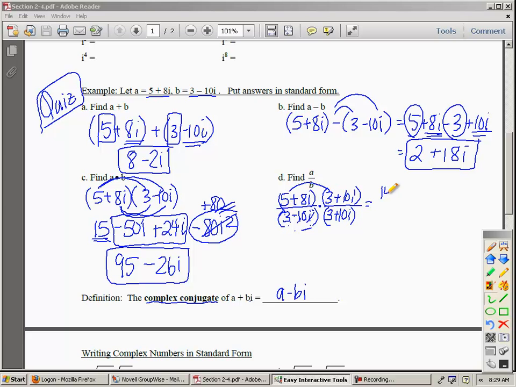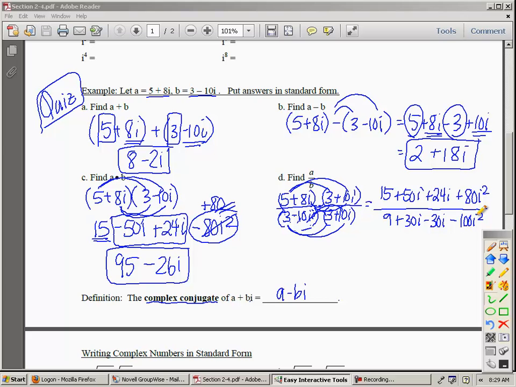3 times 5 is 15. 5 times 10i is 50i. 8i times 3 is 24i, and 8i times 10i is 80i squared, and I'm going to change that in a minute, but I'm going to do the bottom first. 3 times 3 is 9, 3 times 10i is 30i, negative 10i times 3 is a negative 30i, and negative 10i times 10i is negative 100i squared.